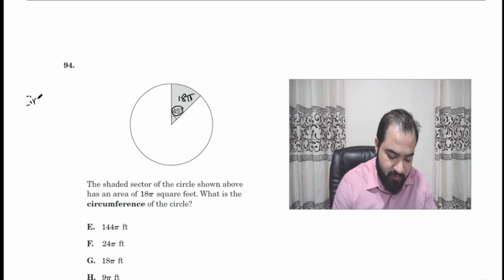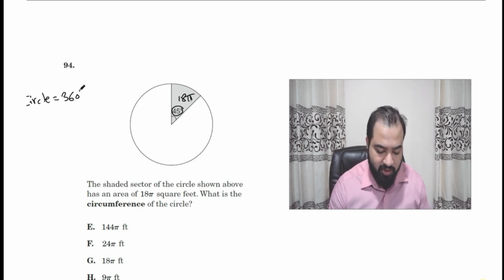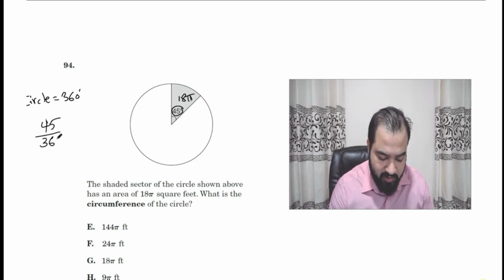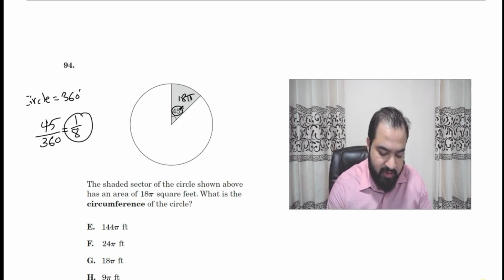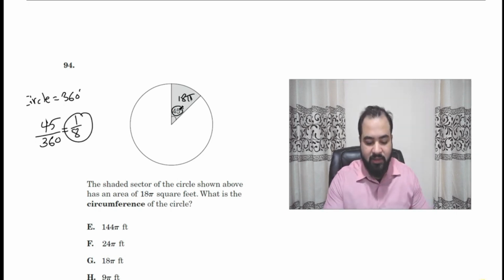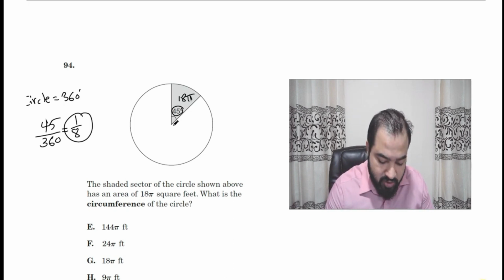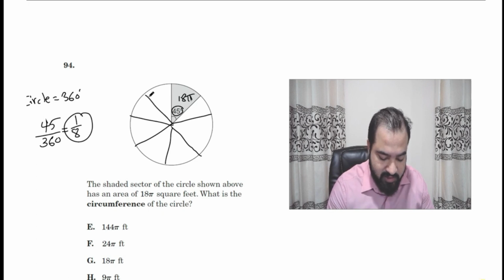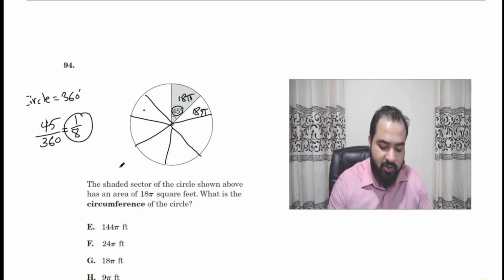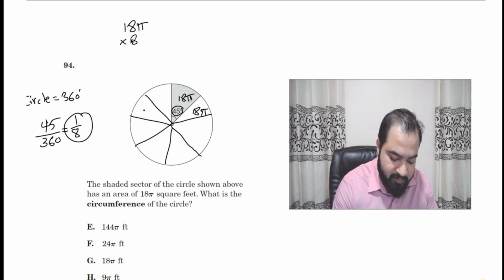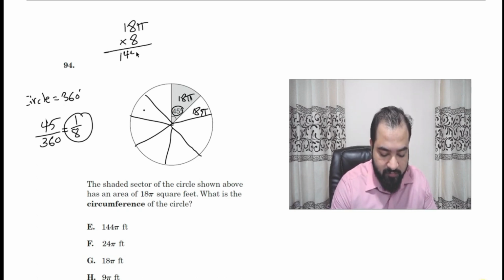We know that the circle is always equal to 360 degrees. Now this 45 degrees is what fraction of this circle? So 45 over 360 degrees simplifies to 1/8. So this sector represents 1/8. You know, when you have pizza, one slice, this is 1/8 of the whole pizza. So there are 8 of these, 1, 2, 3, 4, 5, 6, 7, 8, and all of them are 18 pi each. So if you want to find the area of the total circle, that will be 18 pi times what, guys? 8. So that's 144 pi.